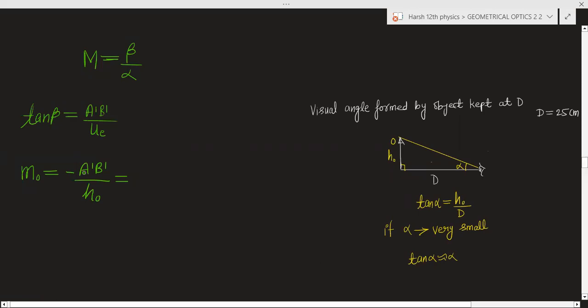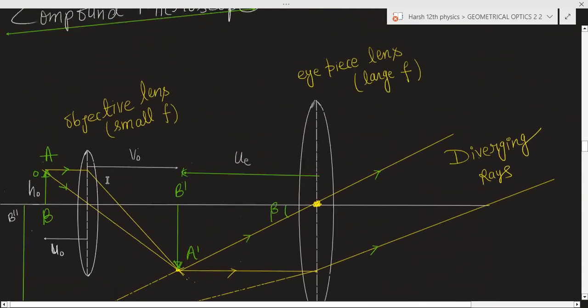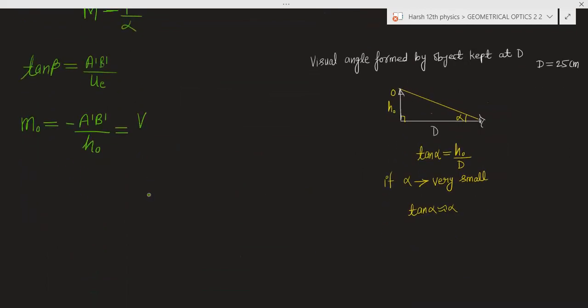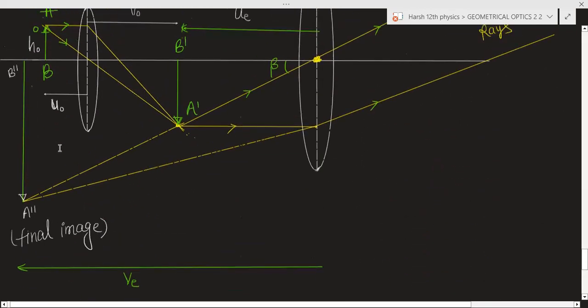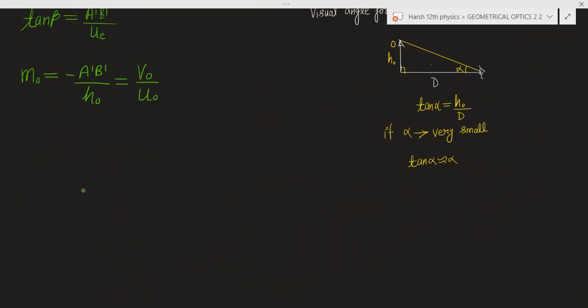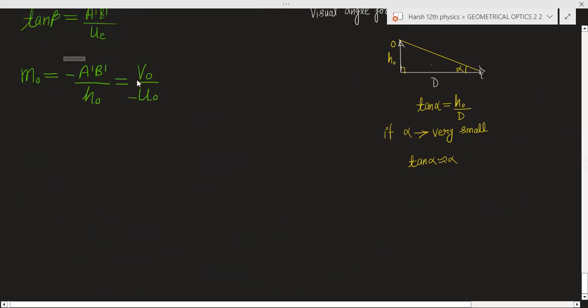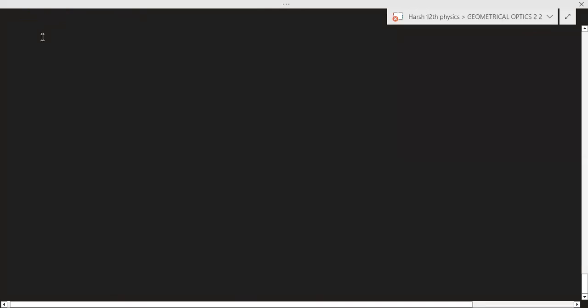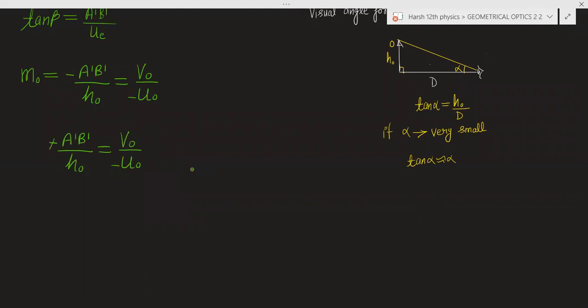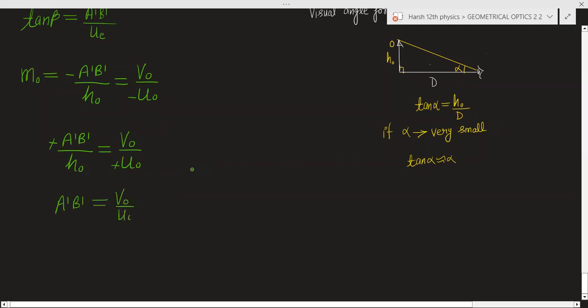There is one more formula for the magnification, that is V by U. What is V for the objective lens? V naught will be positive, and U naught is negative. Very good. Sign convention will play a very important role. Now equate both these equations. From here you will get A dash B dash equal to V naught divided by U naught multiplied by H naught.